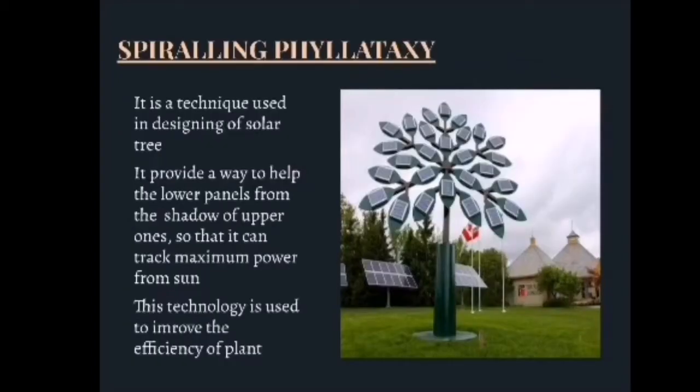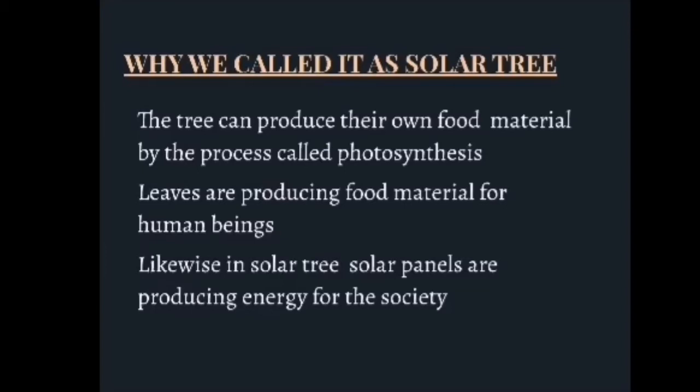Spiraling phyllotaxy is a technique used in designing a solar tree. It provides a way to help the lower panels avoid the shadow of upper ones so that they can track maximum power from the sun. The technology is used to improve the efficiency of the plant. Why do we call it a solar tree? The tree can produce its own food material by the process called photosynthesis, and leaves are producing food materials for human beings. Likewise, in a solar tree, solar panels are producing energy for the society.